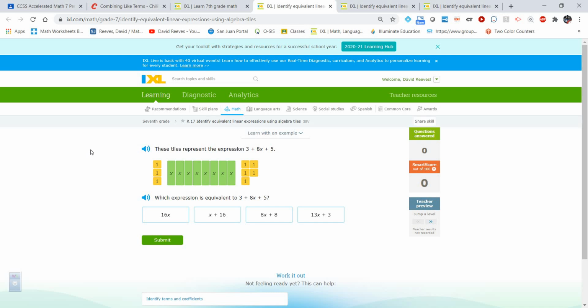And if you have not worked with Algebra Tiles before, I encourage you to watch the video that I posted on simplifying expressions using Algebra Tiles, because I went through and gave you an introduction of what they are and how they work.